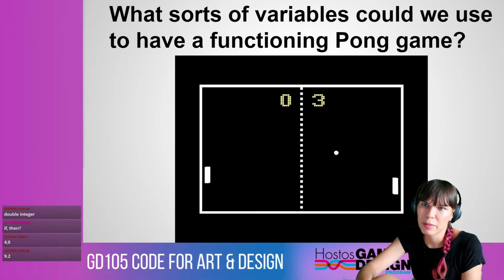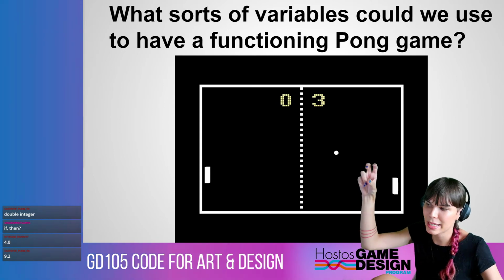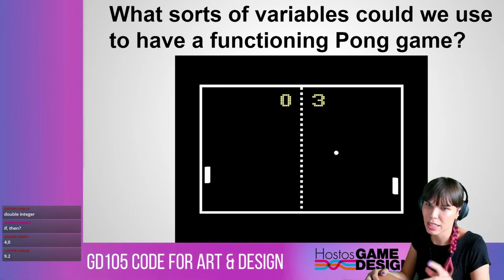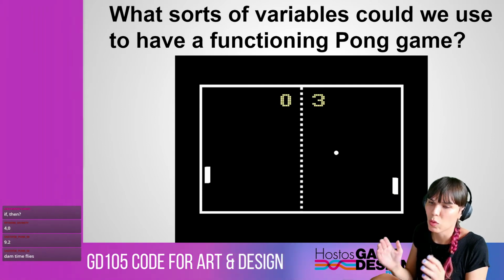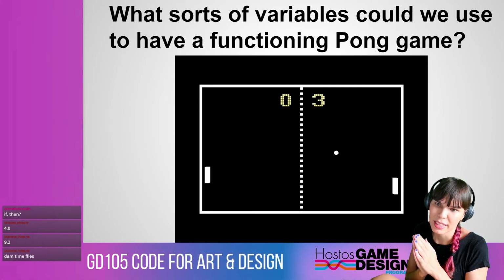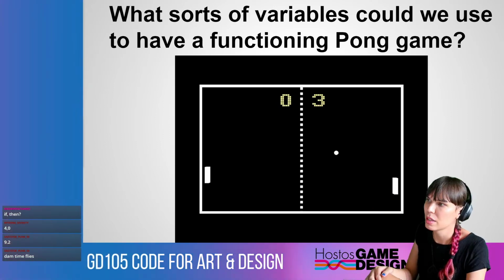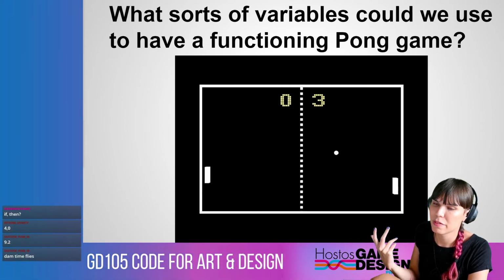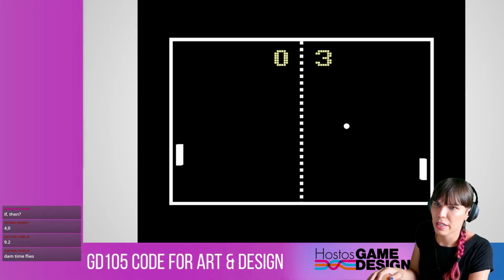So if we're thinking about the game of Pong, hopefully everyone's familiar with Pong. It's a pretty classic game. The two paddles move up and down, and there's a ball that's moving. So if you're trying to imagine things that might change in terms of data you want to store, what might be some examples of things you might want to store using variables in processing?